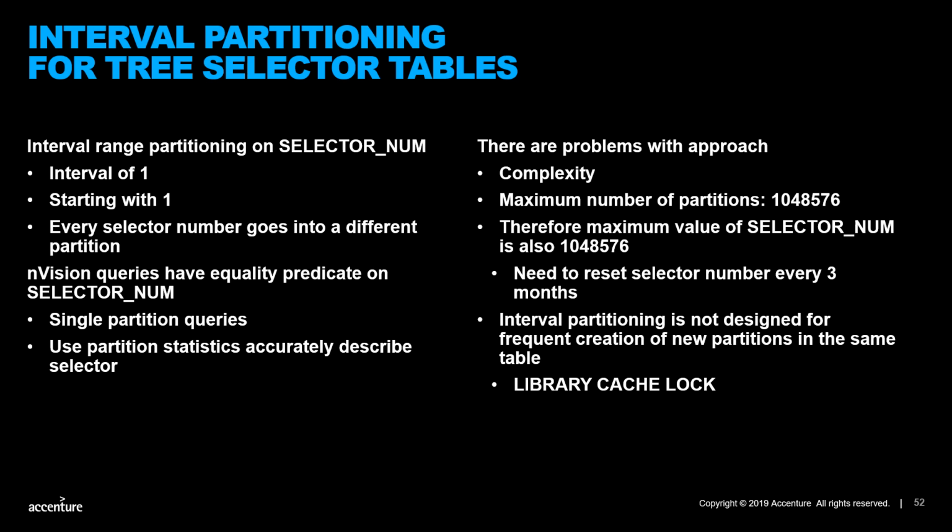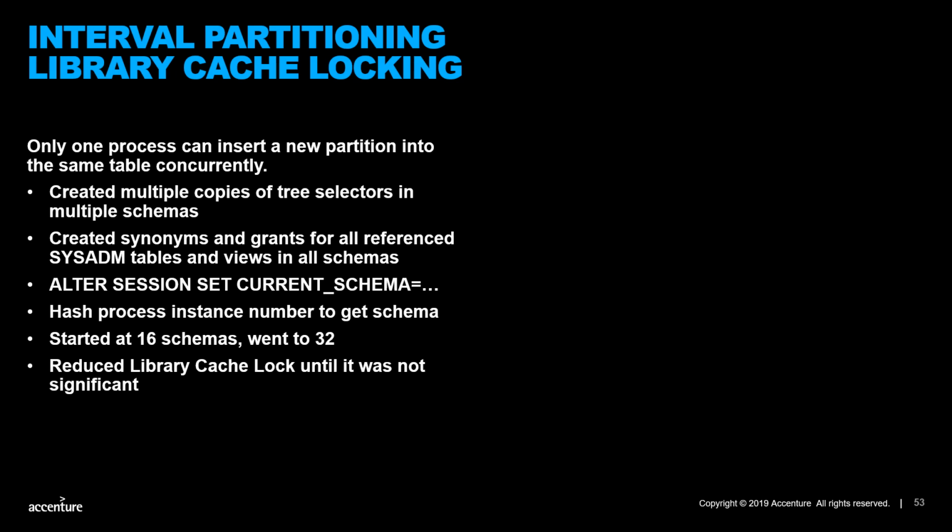And the other problem we ran into is that this is an abuse of the feature. Interval partitioning is just not designed for this frequent creation of new partitions in the same table. We got massive problems with library cache locking. Essentially, only one process can insert a new partition into the same table concurrently. And we've got multiple concurrent nVisions inserting rows for different selectors into the same selector table.